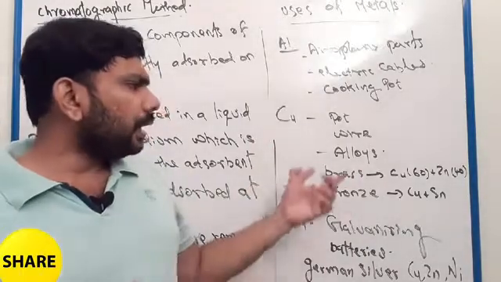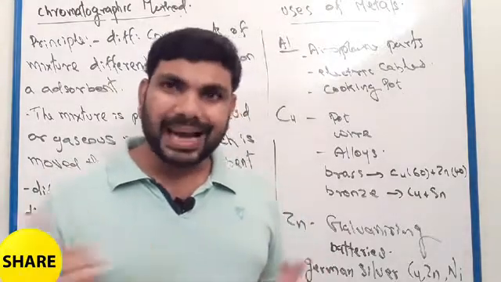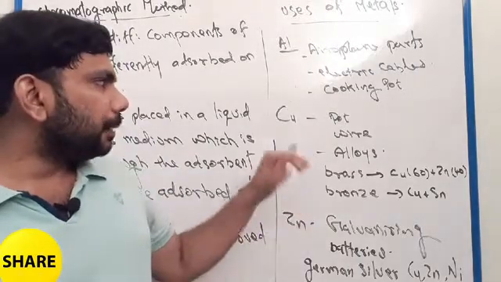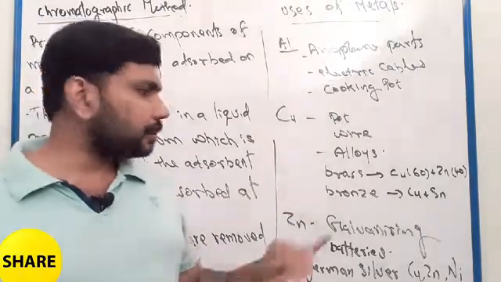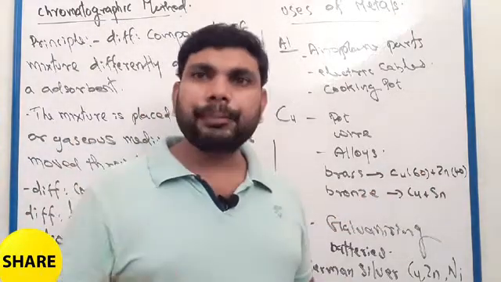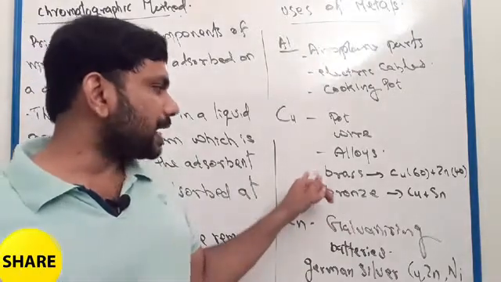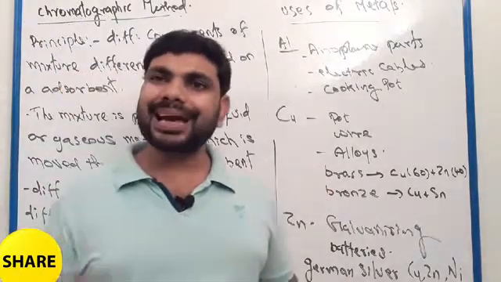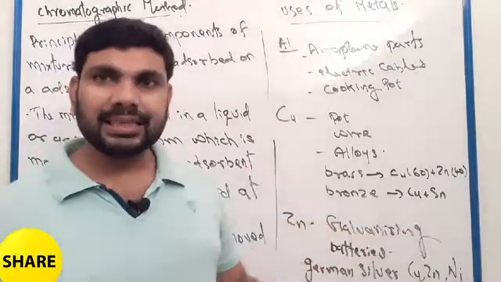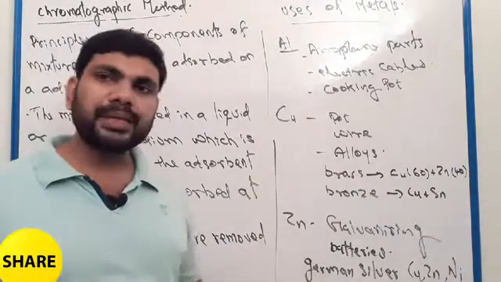Okay, and copper is used to make different types of alloys: brass, bronze. These are some examples of alloys made from copper. Copper is used to make brass, which contains copper and zinc: 60% copper and 40% zinc, that is brass. Bronze means it contains copper and tin. Clear? Also zinc, another important metal, zinc.